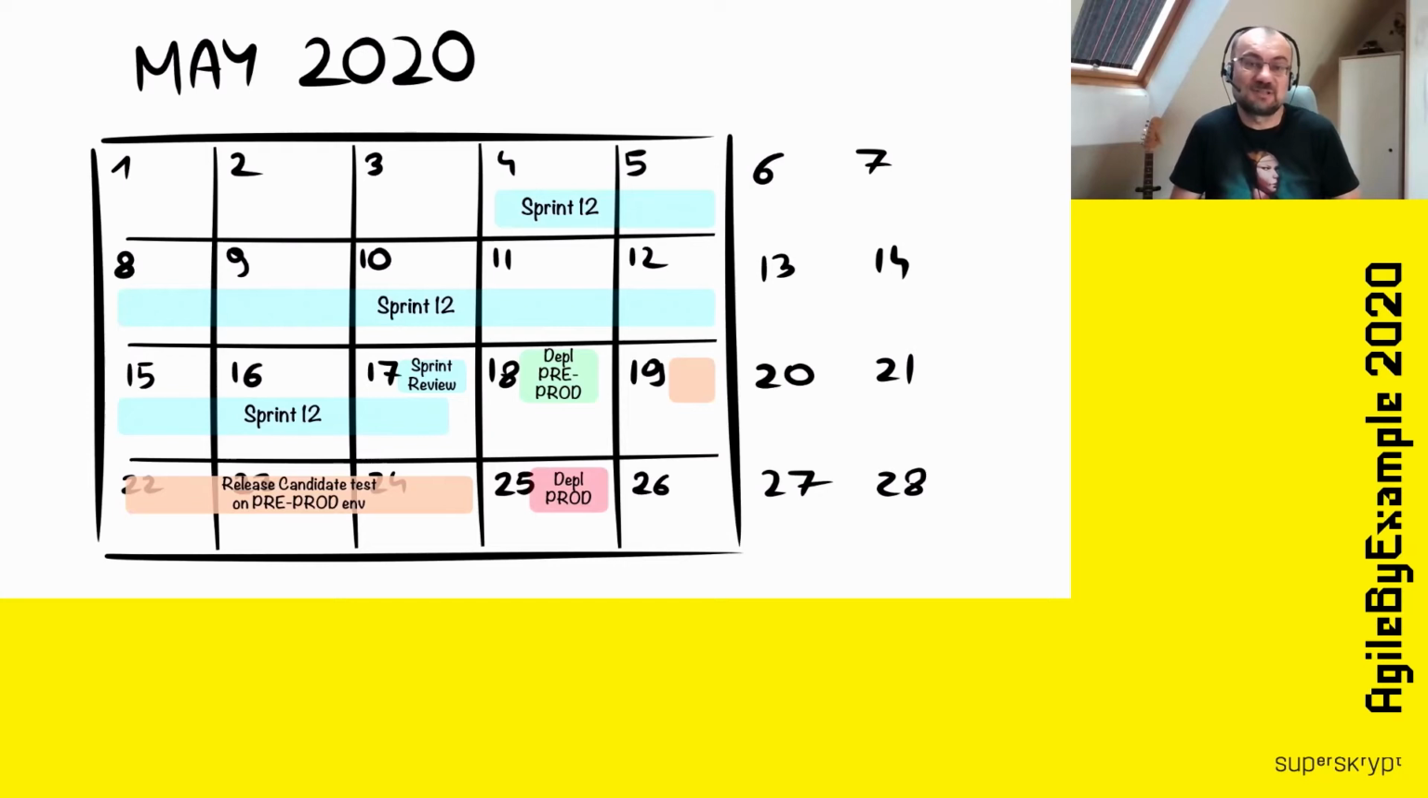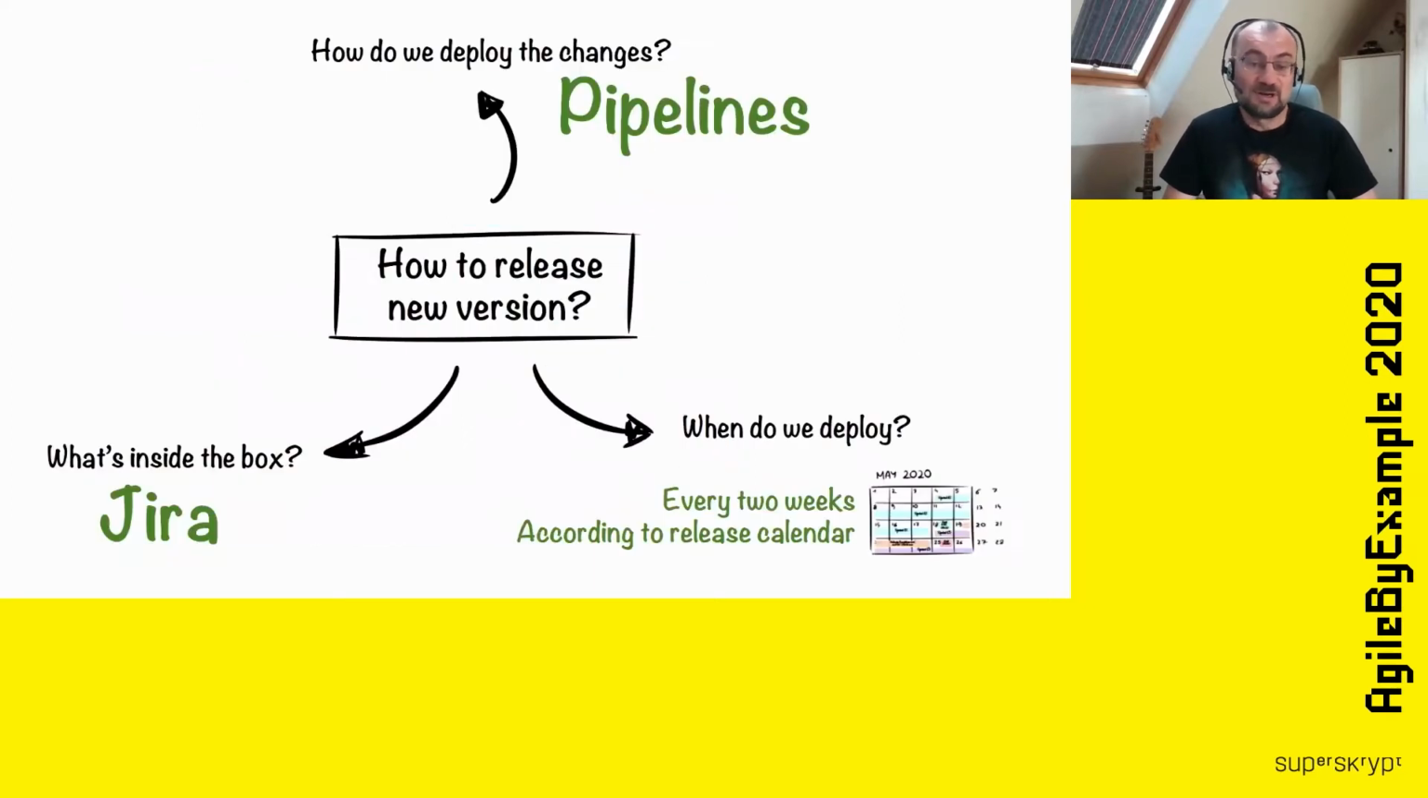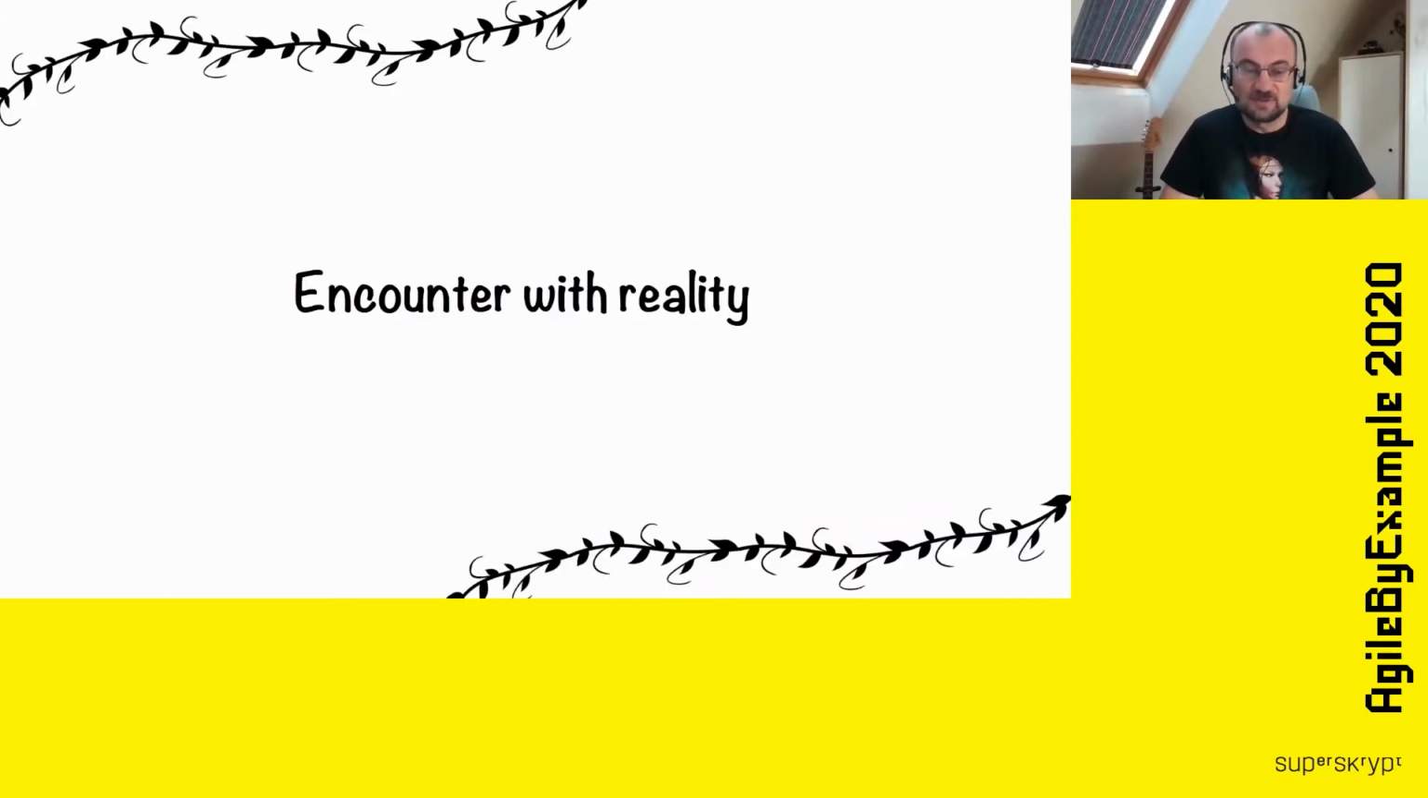And because sprints happen one after another without any break, this release candidate testing is done at the same time as the next sprint. So as a result, we have deployments every 2 weeks. However, the deployment to production is delayed by 1 week, counting from the end of the sprint. So we had our answer. We thought this is quite a good model. Let's try to use it. We started to use it and we found the problems.